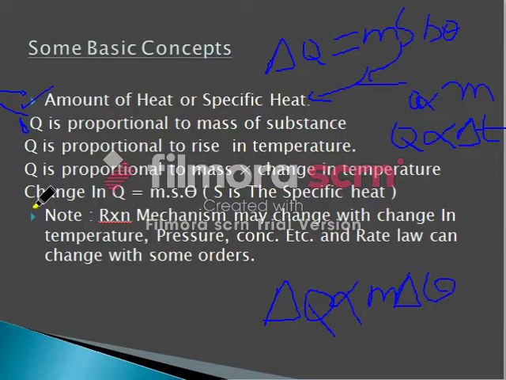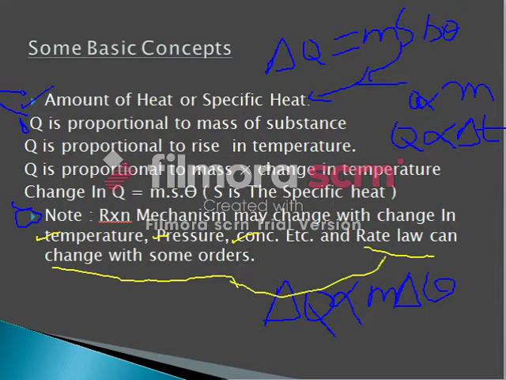And there is a note for you: the reaction mechanism depends on some factors like temperature, pressure, concentration, and some other factors. I think I told you in the last lesson. And the rate law can be changed with some of the orders. How can we change the rate law? You may say that it's constant, but if we can change it, I will show you now.